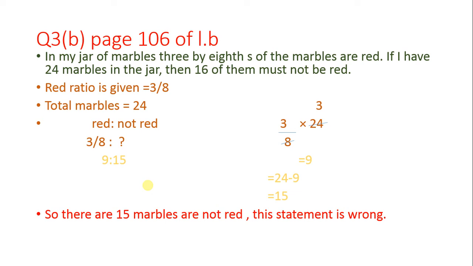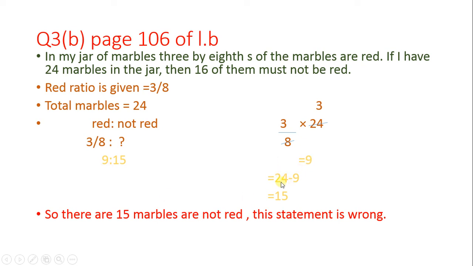Now we have to see what they have given to us. They have given the ratio of the red ones, 3/8, and the total marbles, 24. We have to find the red and not red. They said not red are 16, and we have to find whether this statement is true or not. So 3/8, the fraction of the ratio is given. When I multiply with the 24, 8 3s are 24, and 3 3s are 9 here.